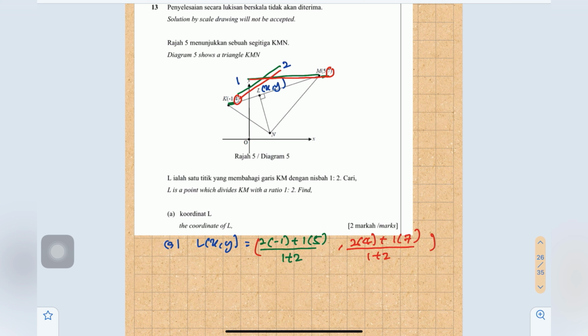Okay, so then kita just simplify lah dekat sini. Okay, this one kita akan dapat 5 tolak 2, 3 bagi 3 is 1. This one 4, 8 tambah 15 bagi 3, 5. So coordinate L is 1, 5.